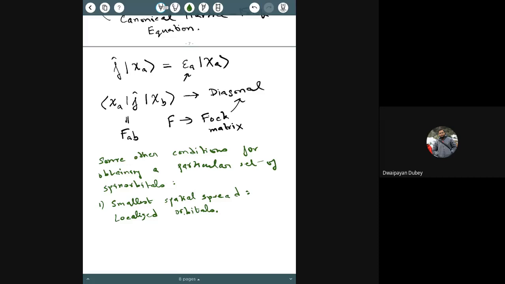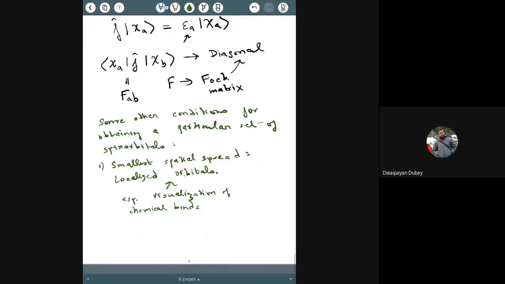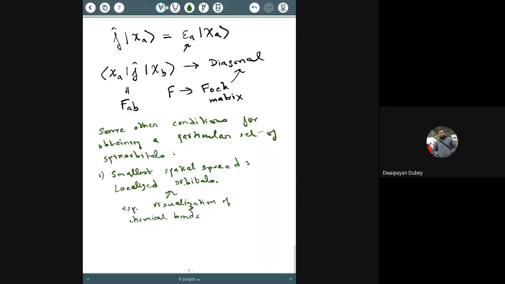So this condition is the second most common, especially for visualization. I am bad at this. Okay. Visualization of chemical bonds, because chemical bonds are intrinsically local as we think about it, and if you have very delocalized molecular orbitals, then visualizing them is of no use because you can't identify where the bonds are. So this is the second most common thing that is done.